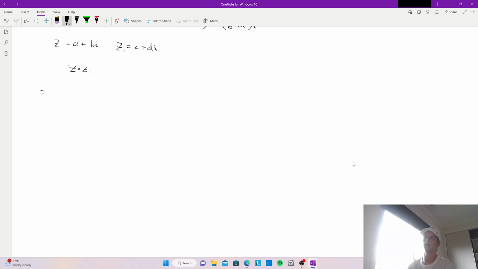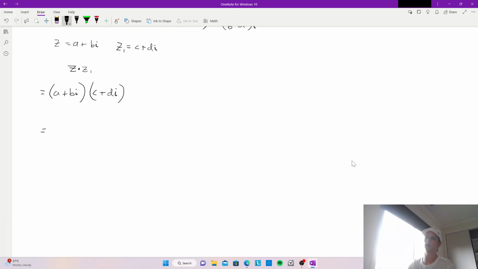And then just inserting our values, we'll have A plus Bi times C plus Di. Now you can pretty much just use your normal expanding method to get the answer. It's not too complicated. So we're just going to go and do that.